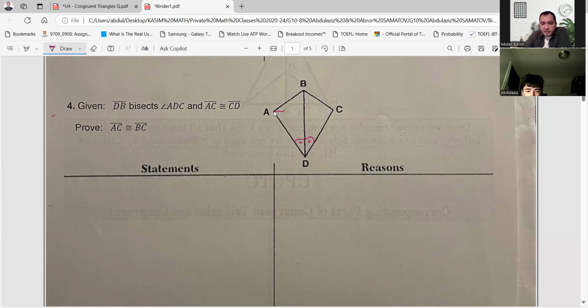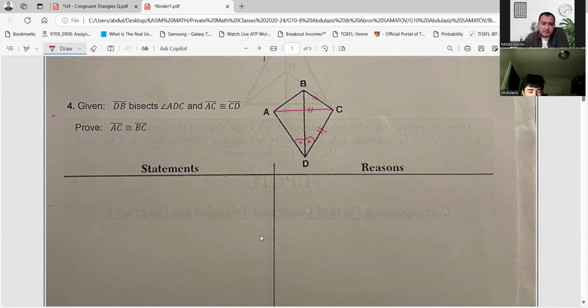So if I just draw this, AC is congruent to CD. And we have to prove that AC is congruent to BC. We have to prove this. Now it doesn't look the same, but maybe it's not drawn to scale.